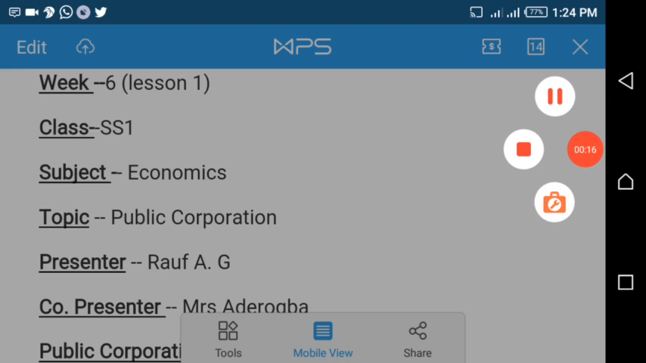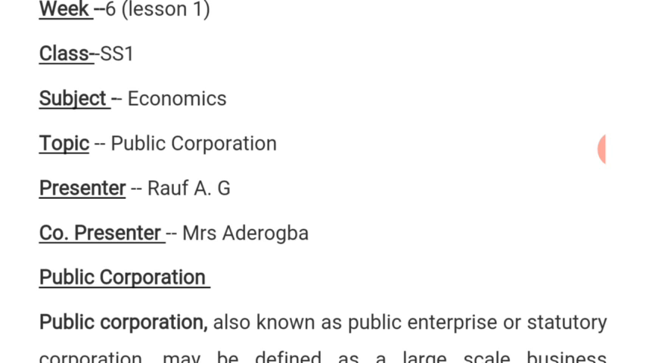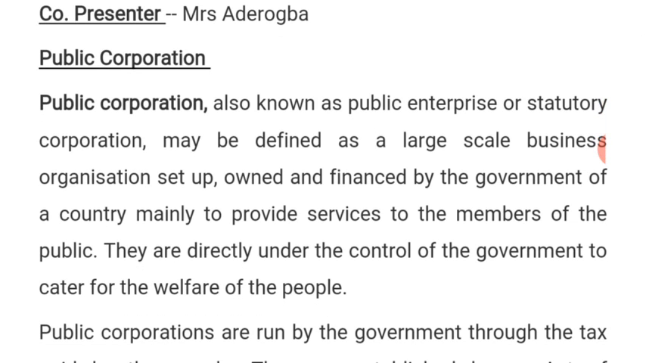So inshallah, we shall look at a new topic. Last time, we were able to end this discussion on limited liability companies. So inshallah, today we shall start from the topic which is referred to as public corporation. Public corporation is also known as public enterprise or statutory corporation, which may be defined as a large-scale business organization set up, owned and financed by the government of a country, mainly to provide essential services to the members of the public.